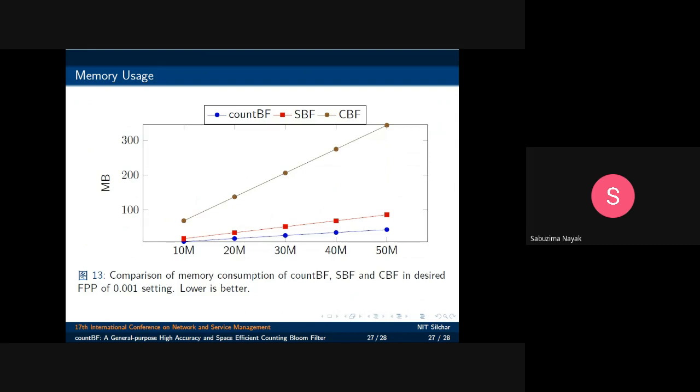In case of 50 million, CountBF is taking 43.12 MB, standard Bloom filter is taking 85.6 MB, and counting Bloom filter is taking 342 MB. We observe that the array size of standard Bloom filter is double the size of CountBF, and in case of counting Bloom filter, it is 8.5 times compared to CountBF.